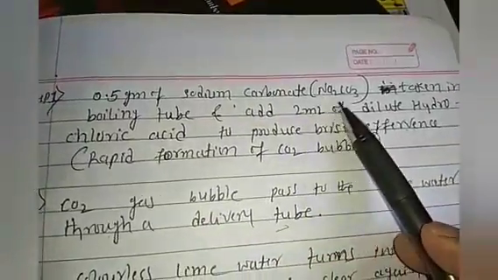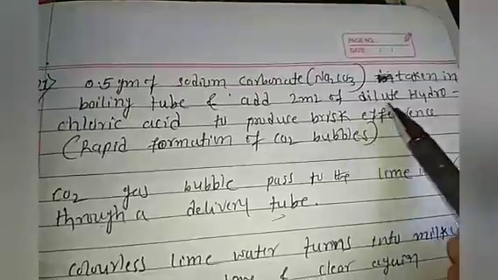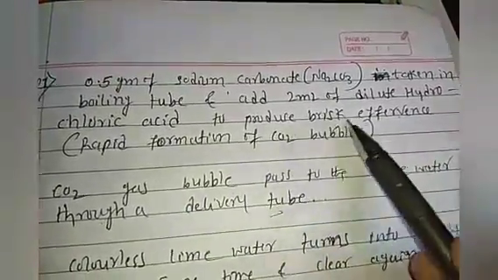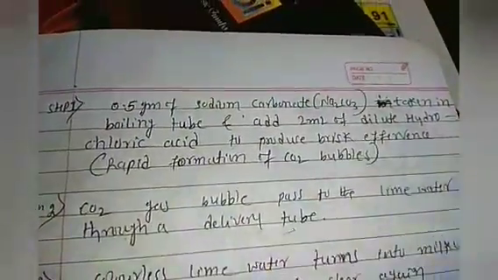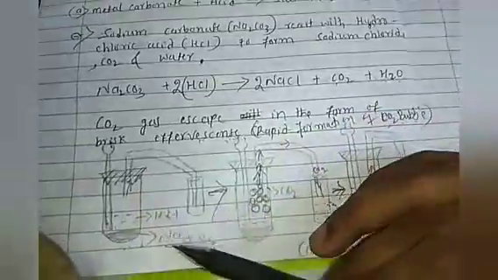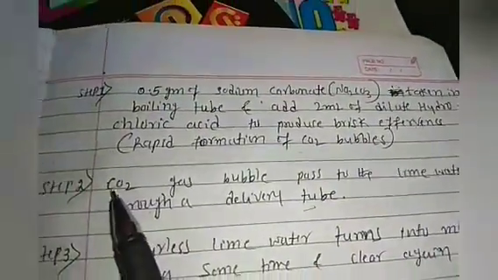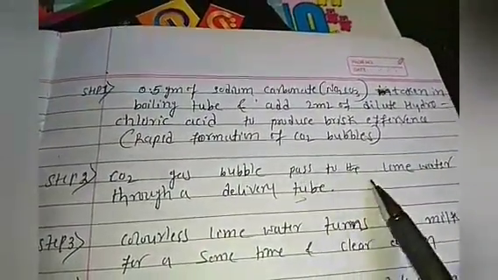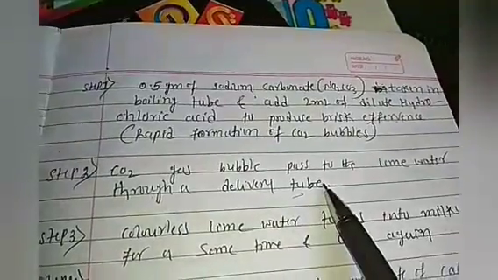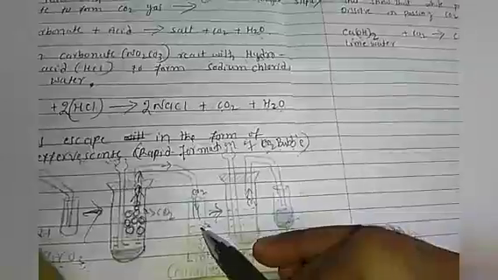0.5 gram of sodium carbonate is taken in a boiling tube, and 2 ml of hydrochloric acid is added to produce brisk effervescence. Step 1, we are using the boiling tube. In this boiling tube we add the sodium carbonate and HCl. After adding this, carbon dioxide gas is produced here. Step 2, the carbon dioxide gas bubbles pass through the lime water through a delivery tube.